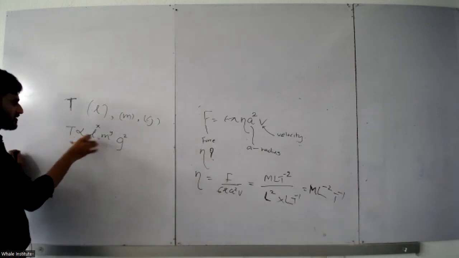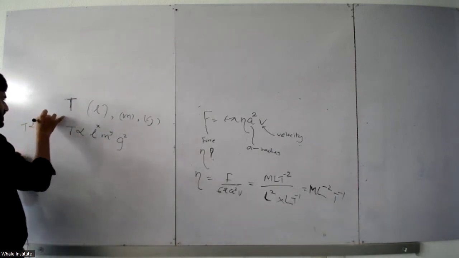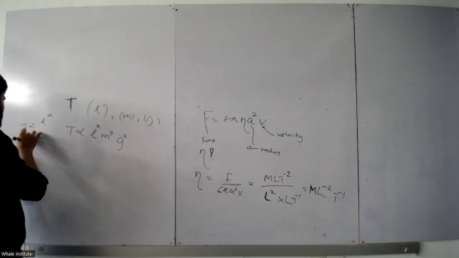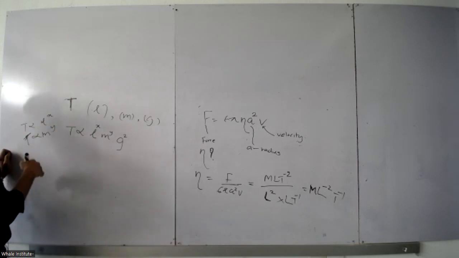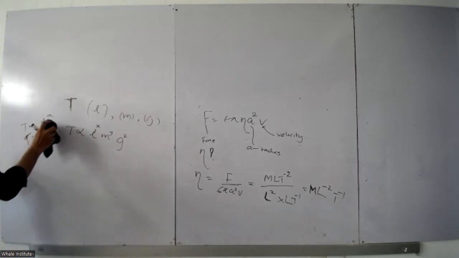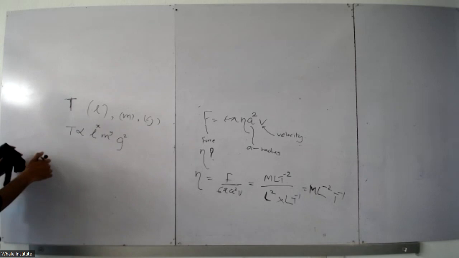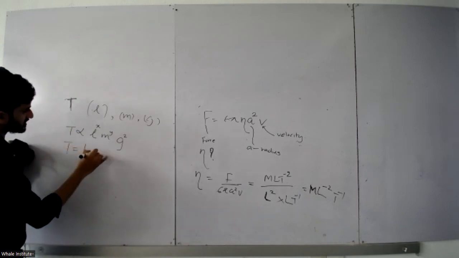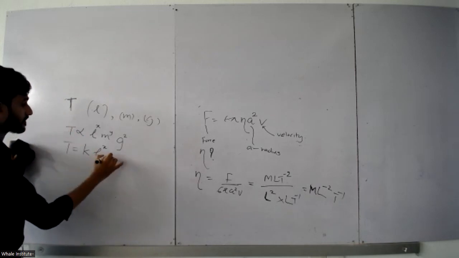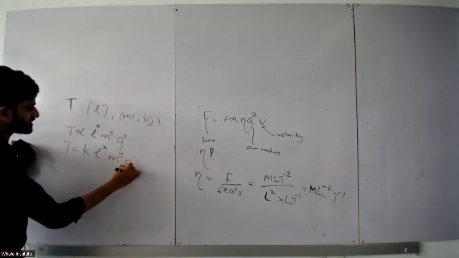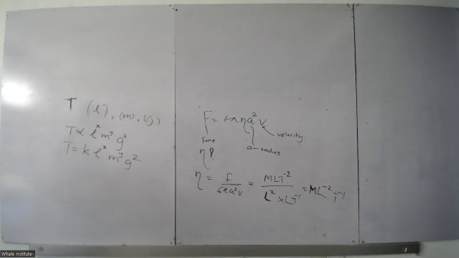We can write it directly like this: T is proportional to l to the power x, m to the power y, g to the power z. Then you can put a constant to equalize the equation. Okay.